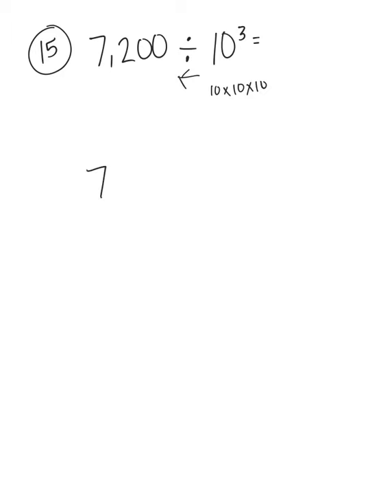All right, let me see. It is 7,200 divided by 10 to the third power. Okay, 10 to the third power is the same thing as 10 times 10 times 10, and we are dividing, so we are moving our decimal to the left. So if I have 7,200, that means that my decimal place value is on the right, on the very end, because it's a whole number, so that means I don't have any decimal place value.